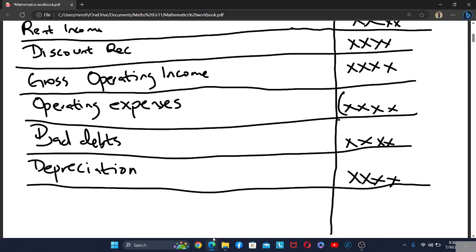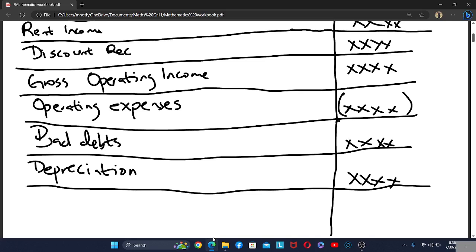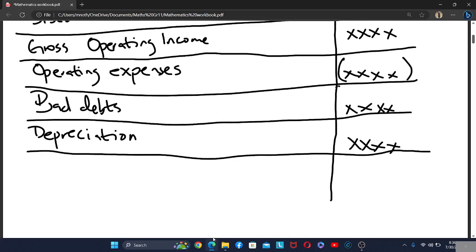Now, the operating expenses, we must put them in bracket. As we know that if we want to get the profit, we must say incomes minus expenses. So to show that you are subtracting the operating expenses, we must put them in bracket. And then we are going to have the operating profit. To get the operating profit, we must say gross operating income minus operating expenses. Then we're going to get operating profit.